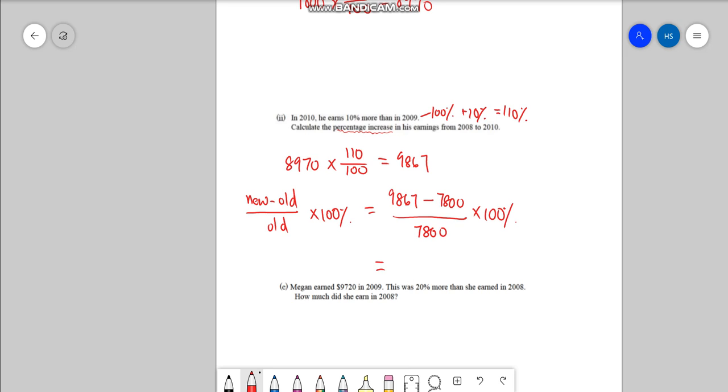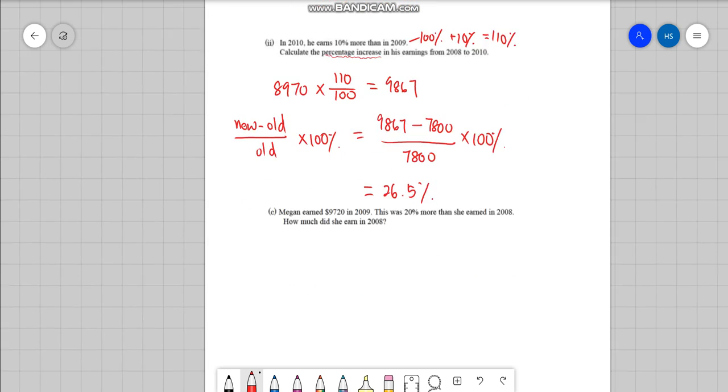Okay, so just solve this with your calculator, and you should get the answer as 26.5%, which means the values from 2008 until 2010 has increased by 26.5%.